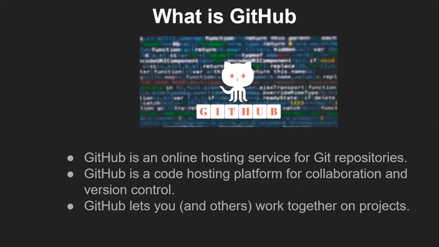What is GitHub? GitHub is an online hosting service for Git repositories. GitHub is a code hosting platform for collaboration and version control. GitHub lets you and others work together on a project. As I am here now, you over there and I can work on a project together using GitHub. I will write my code and push it to GitHub. You pull it out, write your own code, and push it back to GitHub. From here, we can collaborate on a project using GitHub.